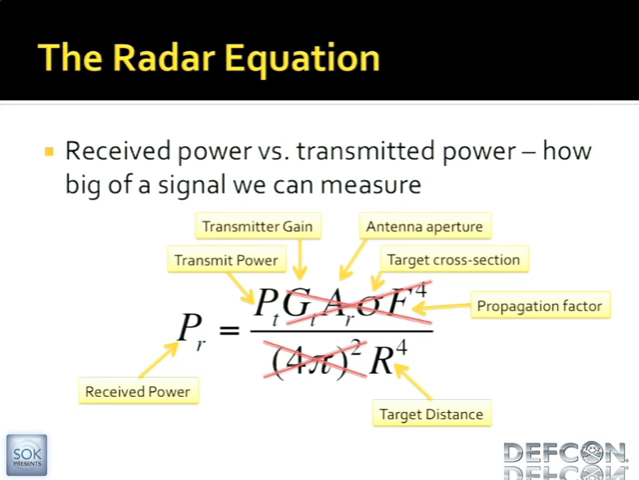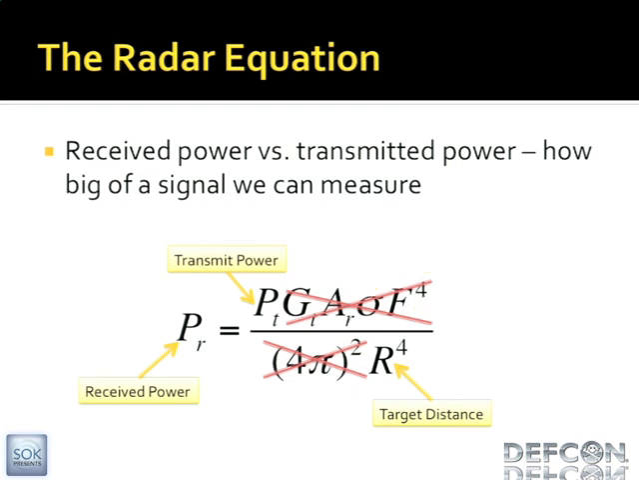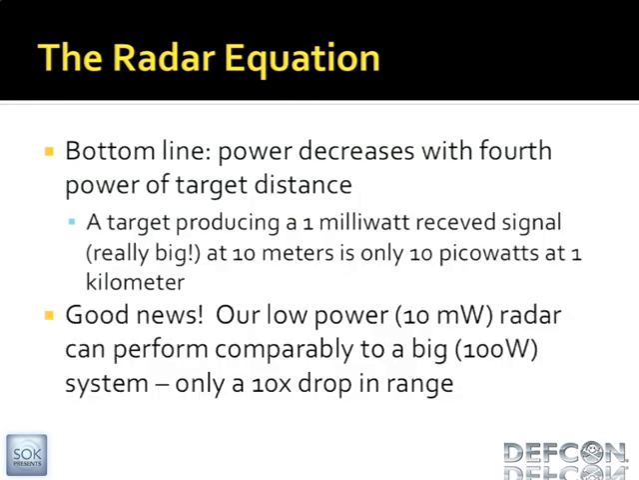The main point I want to make is this target distance here. So we have power over R to the fourth. That means that basically, your transmit power doesn't matter that much. The received power is going to decrease with the fourth power of the distance. So if you move a factor of 10 away, my example here is if you receive a signal of 1 milliwatt at 10 meters, at a kilometer that's 10 picowatts.